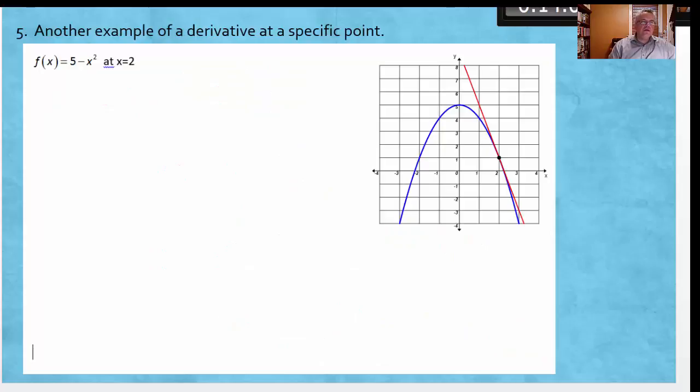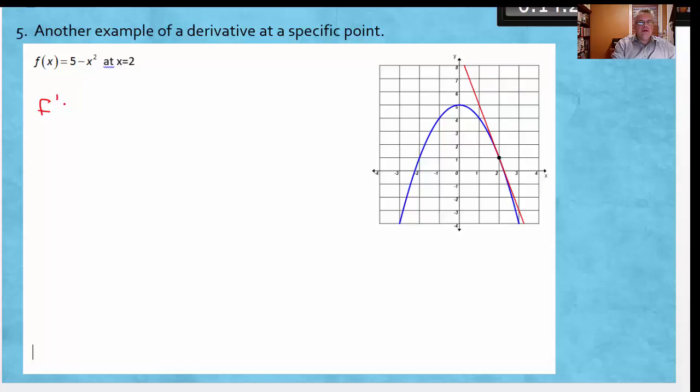All right, so here's another quadratic. This one is an upside down parabola though, and we want to find the slope of the tangent line at 2. That would be the slope of this red line here. We're going to try to find that. Okay, well, let's do it from the definition. This is at a specific point, so I'm going to put in a value for x right away.